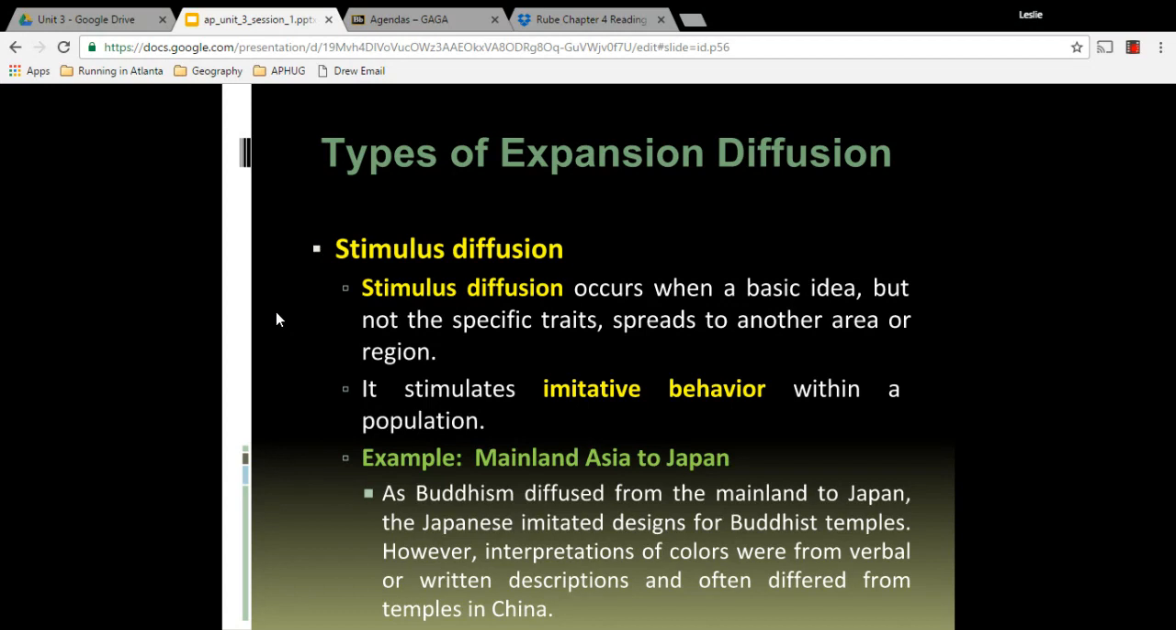Stimulus diffusion occurs when a basic idea, but not the specific trait, spreads to another area or region. It stimulates imitative behavior within a population. An example: mainland Asia to Japan. As Buddhism diffused from the mainland to Japan, the Japanese imitated designs for Buddhist temples. However, interpretations of colors were from verbal or written descriptions and often differed from the temples in China. And I'm using some religious examples because as we move through this unit, we're going to talk pretty extensively about religion.